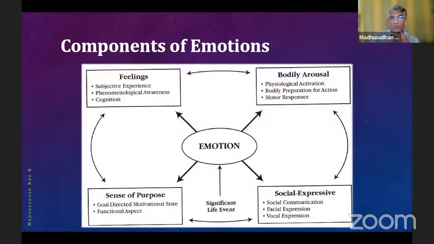So what are the components of emotion? Emotion has so many components. Whenever there is a significant event, automatically responses move. These are all interconnected, nothing separate: feelings, bodily arousal, social expressive, and a sense of purpose. Check this image, you will understand. I've put them very clearly.